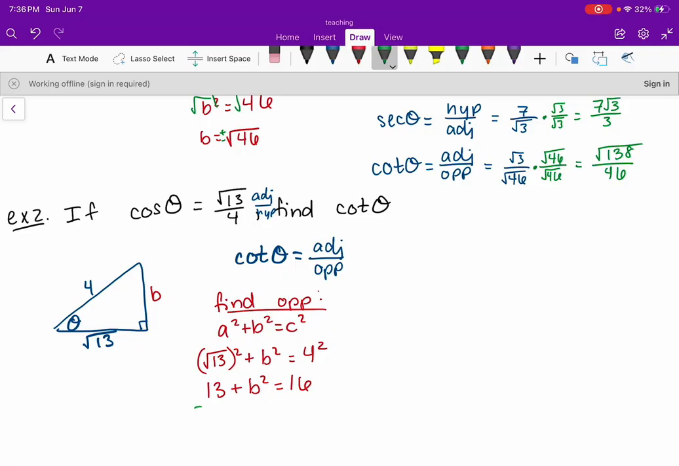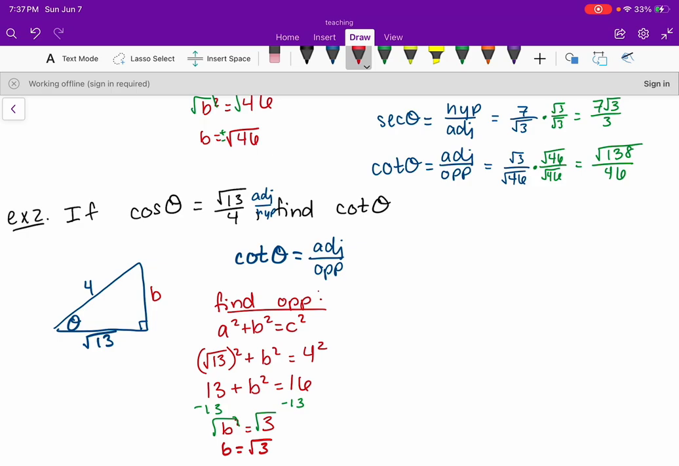Subtract 13 on both sides. I get that b squared is equal to 3. Take the square root. I get b equals square root 3.